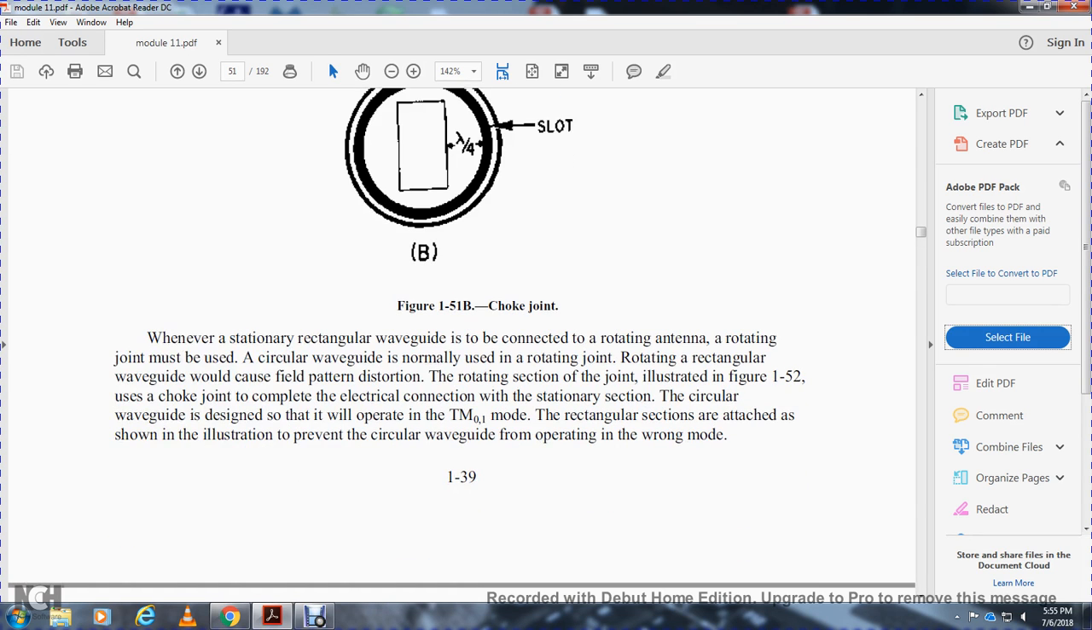All right. Whenever a stationary rectangular waveguide is connected with a rotating antenna, a rotating joint must be used. Circular waveguides are normally used for the rotating joint, and a rotating rectangular waveguide would cause field pattern distortion. The rotating section of the joint is illustrated in figure 152. It uses the choke joint to complete the electrical connection with the stationary section. The circular waveguide is designed to operate in the transverse magnetic 01 mode. The rectangular sections are attached as shown in the illustration to prevent the circular waveguide from operating in the wrong mode.